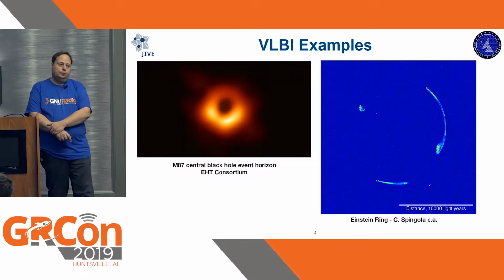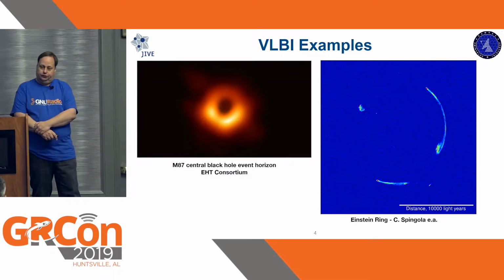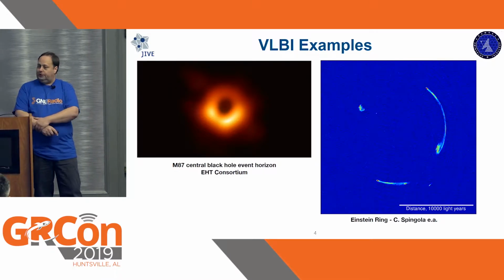So what can you do with VLBI? You can get unprecedented resolution. The image to the left has already been shown. That is the black hole in M87. And the resolution there is really sub-micro arc second. The image to the right is actually a very interesting image.